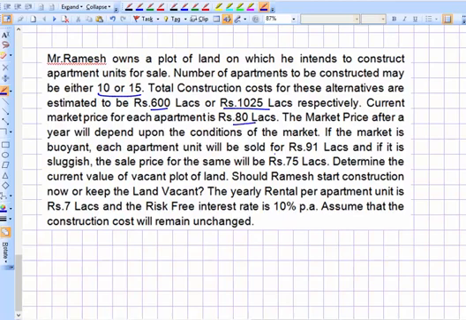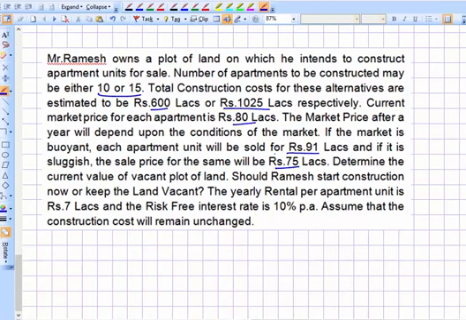The market price after a year will depend upon the conditions of the market. If the market is buoyant, each apartment will be sold for 91 lakhs, and if it is sluggish, the sale price for the same will be 75 lakhs. Determine the current value of vacant plot of land. Should Ramesh start construction now or keep the land vacant?